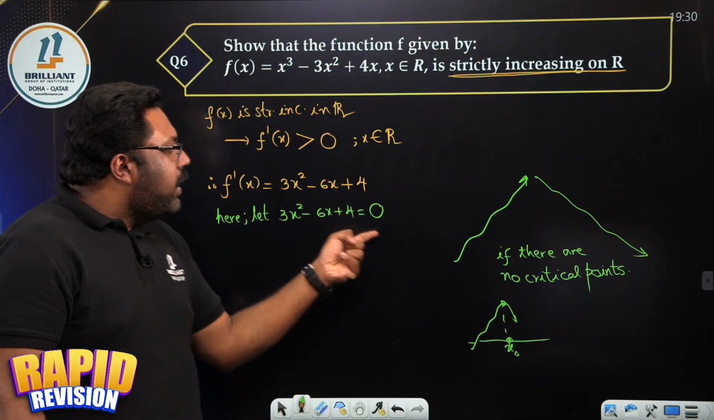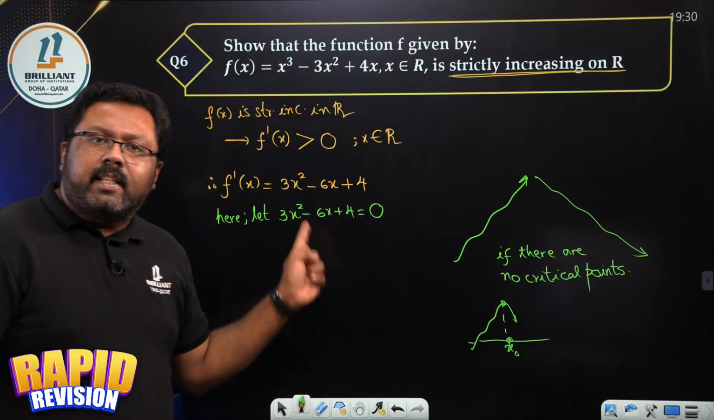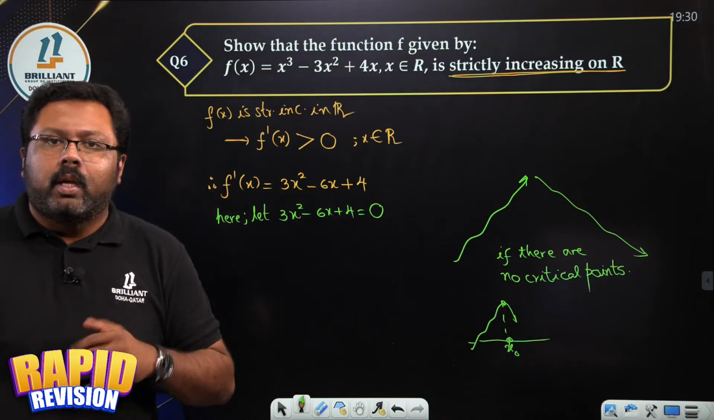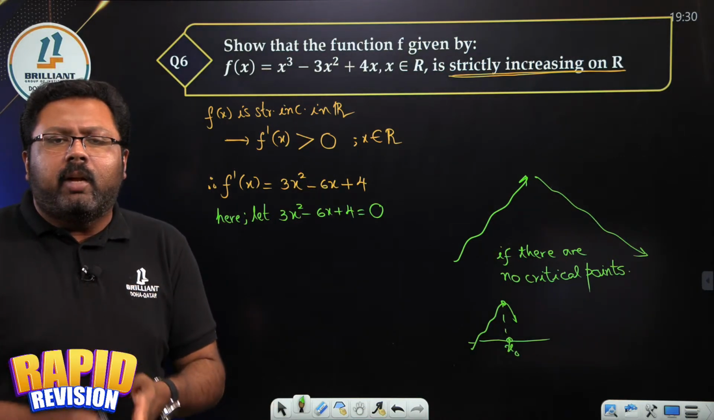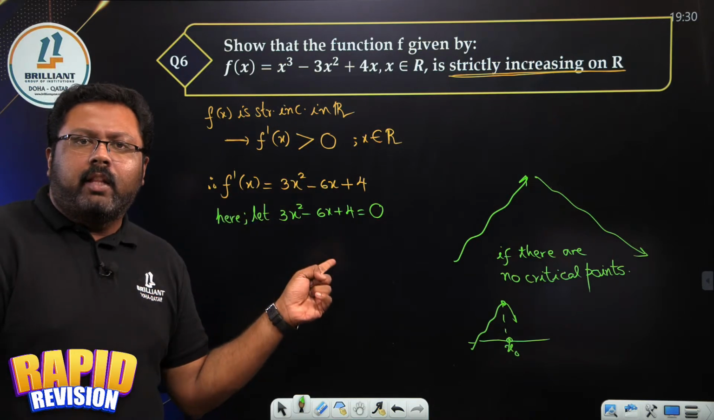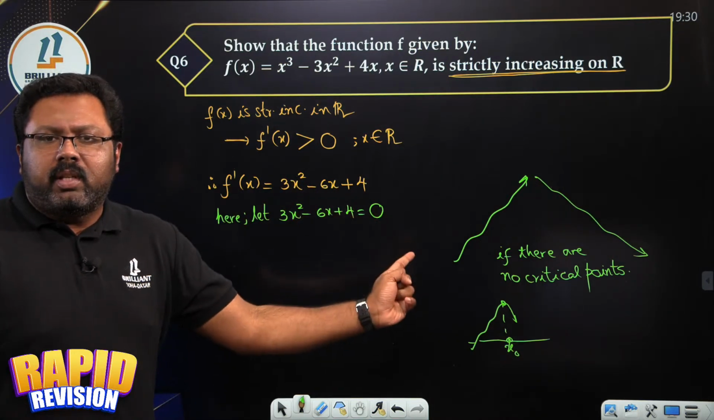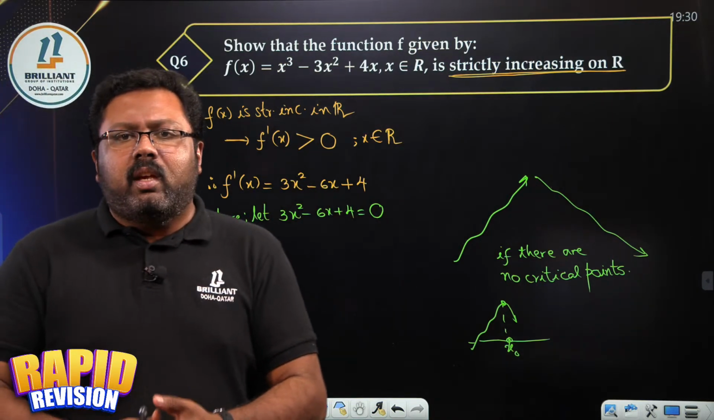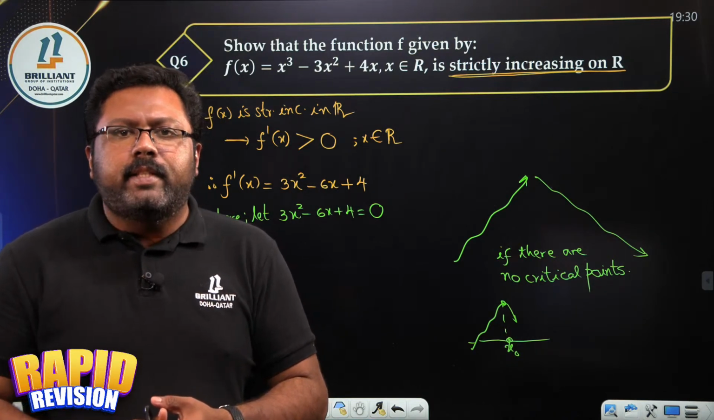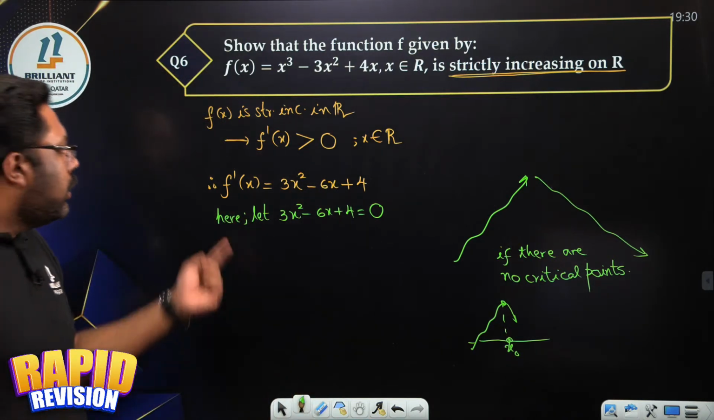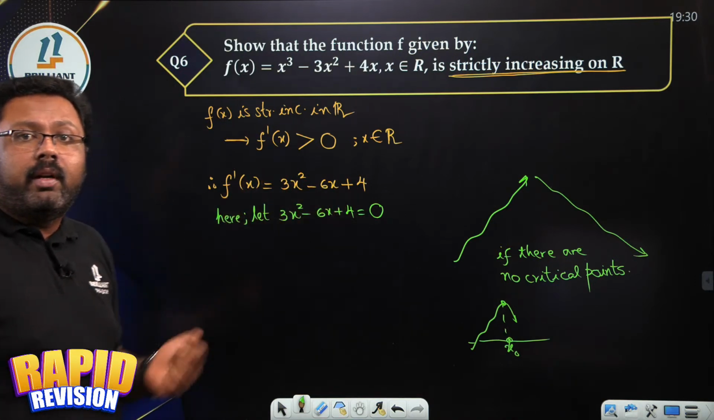If f dash of x equal to 0, then x is a critical point. Yes or no? We all know that. How do you find a critical point for a function? Find the first derivative, equate it to 0. The value of x which equates that first derivative to 0 is called its critical point. Here, let's see if we have a critical point like that.